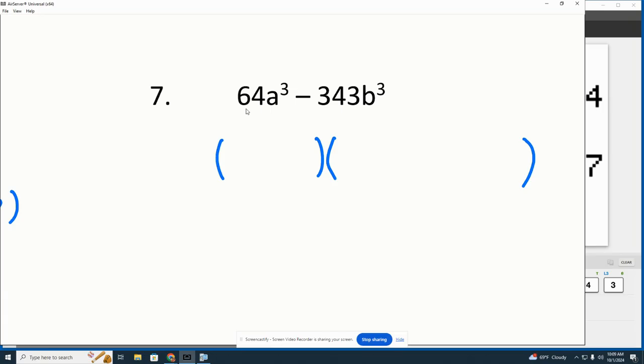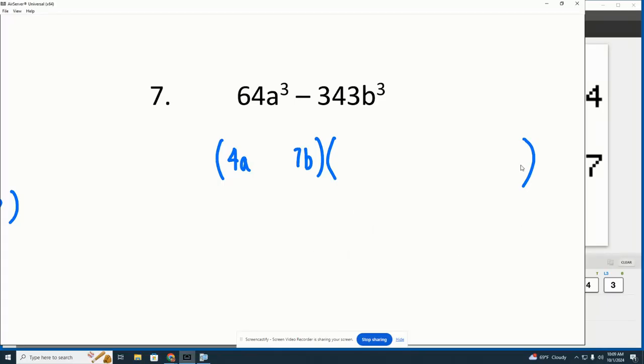What did we just say multiplied? Calculator told us. What multiplied by itself 3 times to get 64? 4. What multiplied by itself 3 times to get A cubed? A. So 4A in that first spot. What did we say multiplied by itself 3 times to get 343? 7. What multiplied by itself 3 times to get B cubed? B. So my 2 in my binomial are 4A and 7B.